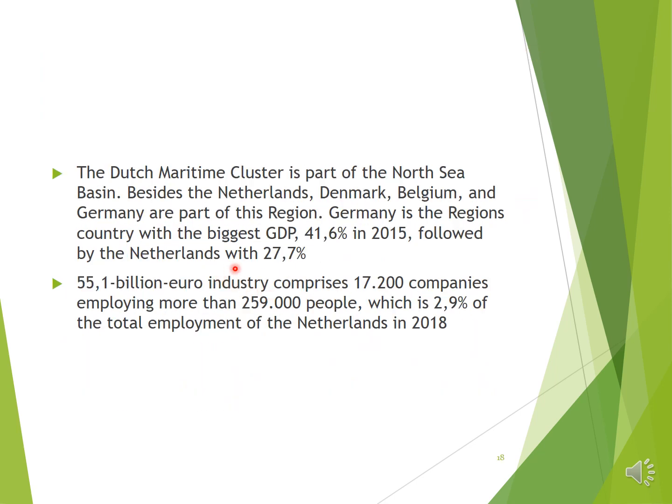The Netherlands, or Dutch, is part of the North Sea basin, and beside the Netherlands, Denmark, Belgium and Germany have the biggest ports, so it is a very important place to produce very large ships. The 1 billion euro industry comprises 17,200 companies and employs about 259,000 people, which is 2.9% of the Netherlands' employment. So in 2018, this figure represents maritime industries. They can hire a lot of people for this country.